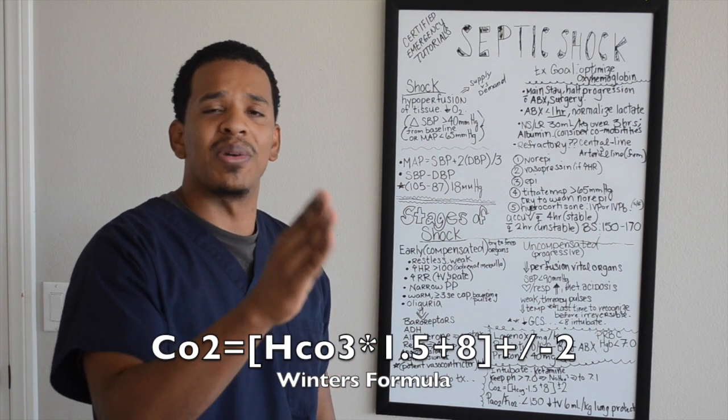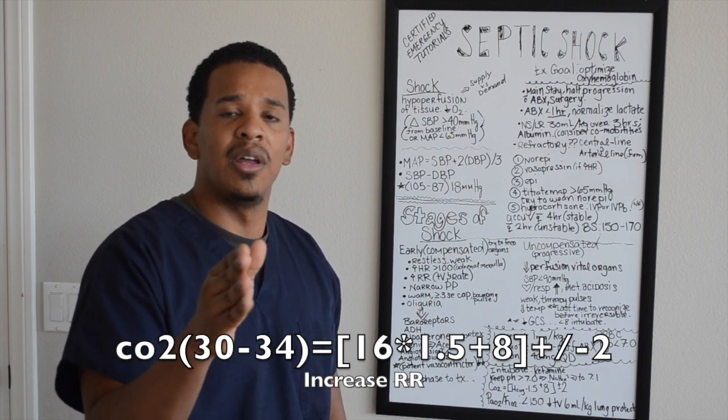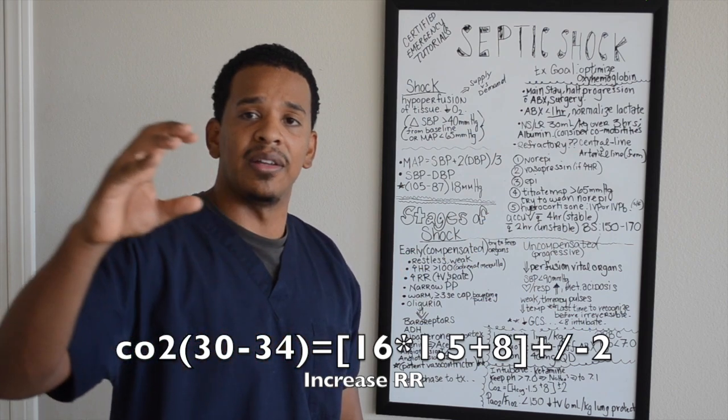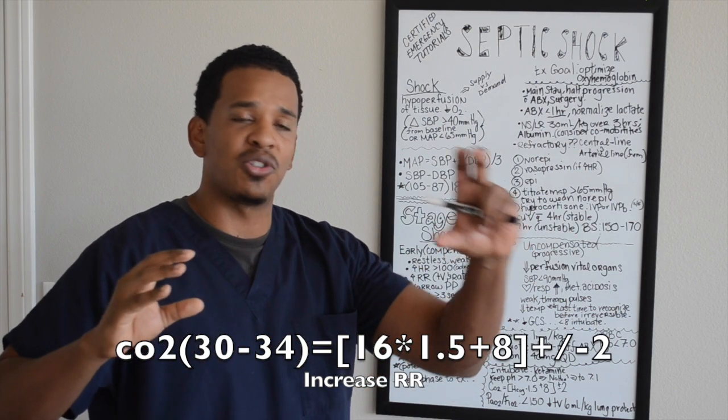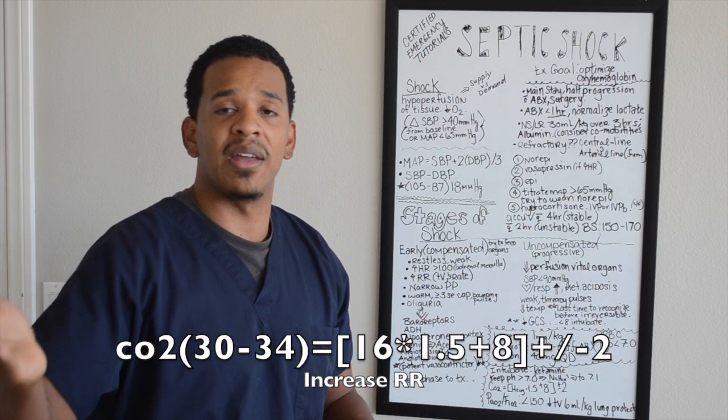So you take the bicarb, which is 16, times that by 1.8, which should be 24, plus 8 will be 32, minus 2 will be 30, or 34. So he should be a CO2 of 30 to 34. Right now he's at 48. So what should we recommend?